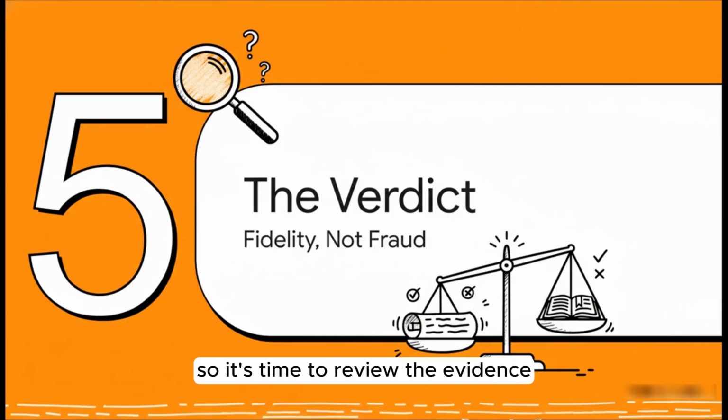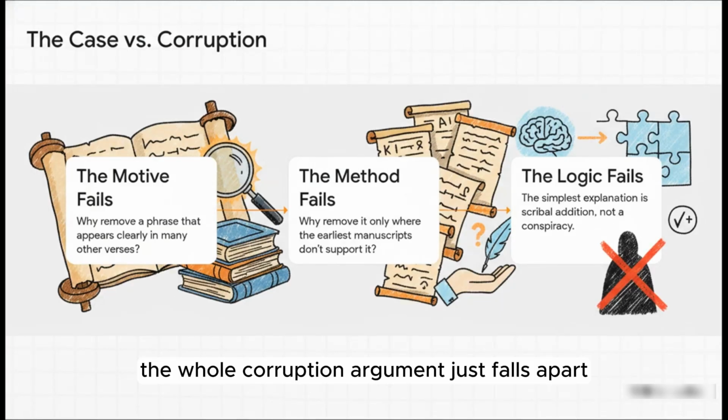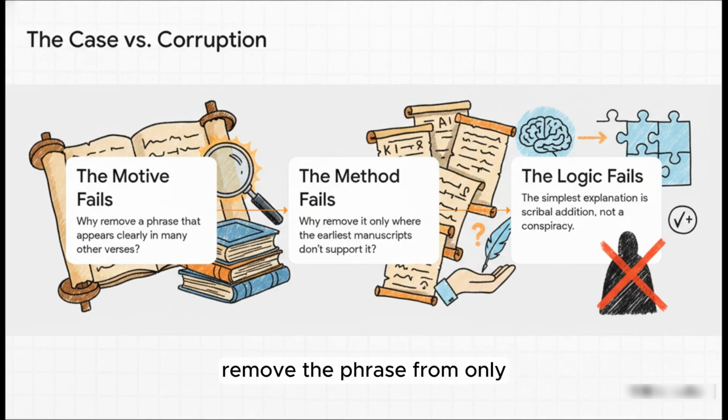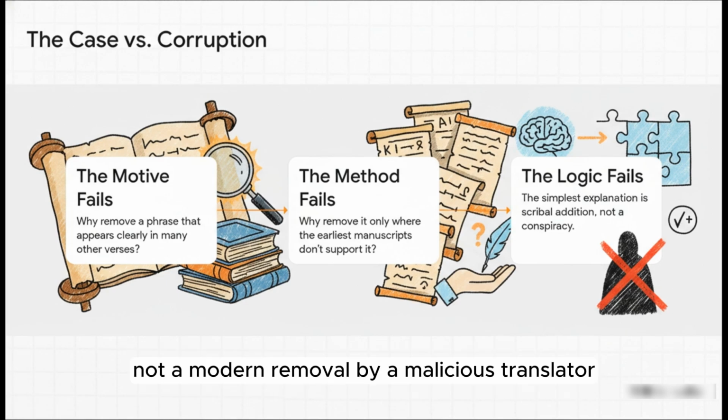So, it's time to review the evidence and close the case on the missing phrase. Let's deliver the verdict. When you really look at it, the whole corruption argument just falls apart. Think about it. Why would a corrupt translator remove the phrase from only one verse, but leave it in all the others? It makes no sense. The simplest explanation, the one that fits all the facts, is that it was a later addition by a well-meaning scribe, not a modern removal by a malicious translator.